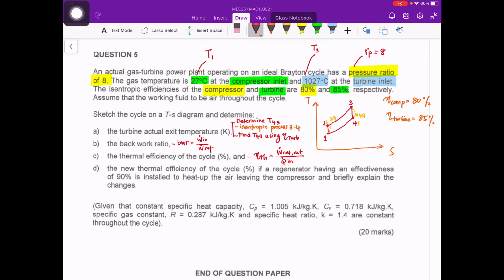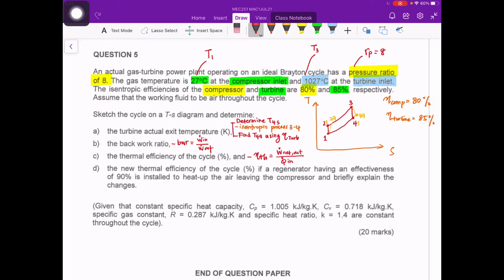The first item requested is the turbine actual exit temperature in Kelvin. In order for us to determine the turbine actual exit temperature, which is referring to T4A, we can first determine the value for T4S by using the isentropic relation for the process 3 to 4, and then we can determine the value for T4A using the isentropic efficiency for the turbine, which has been given by this question.